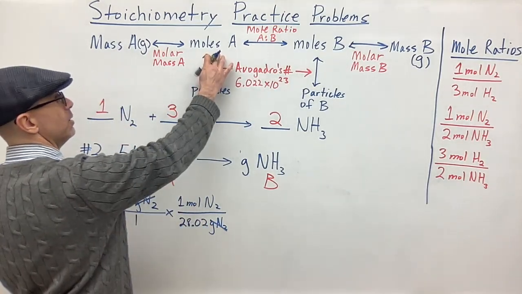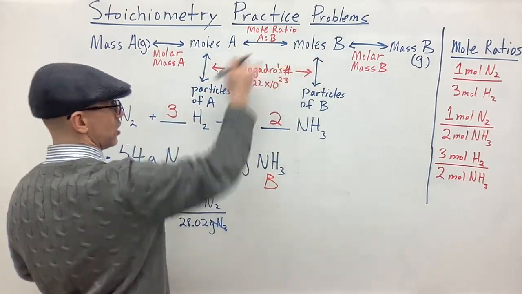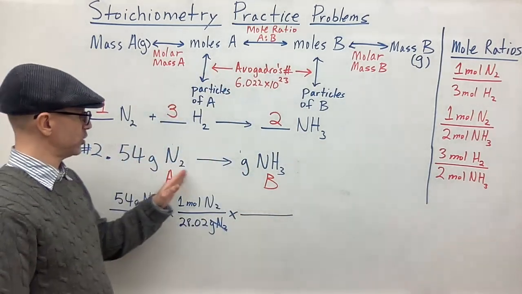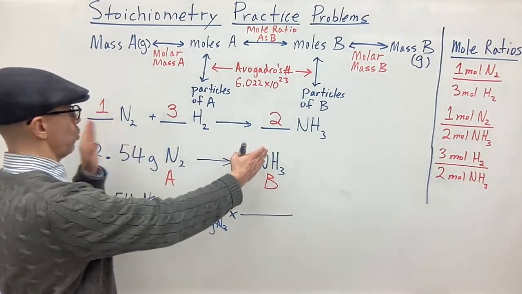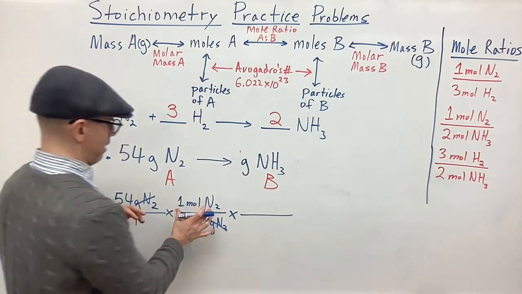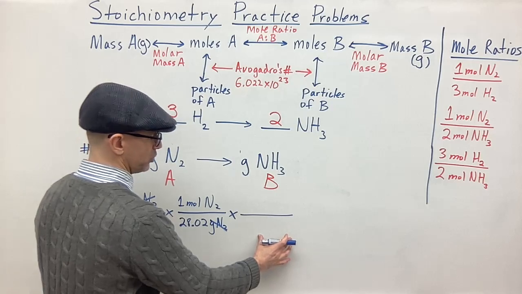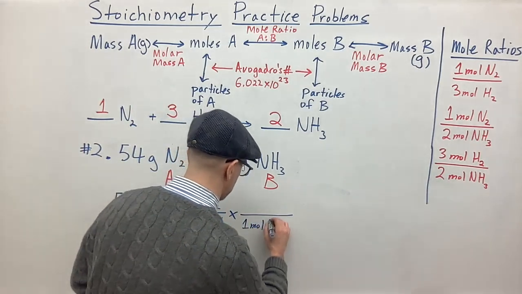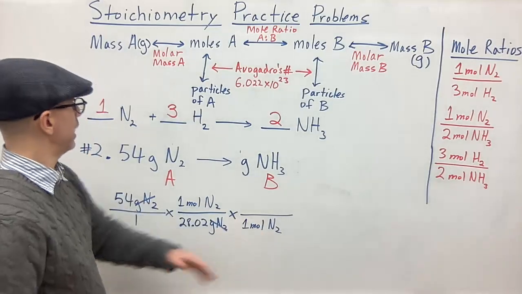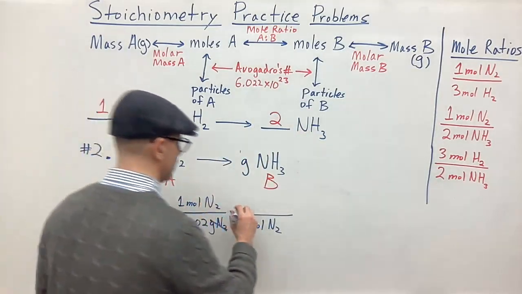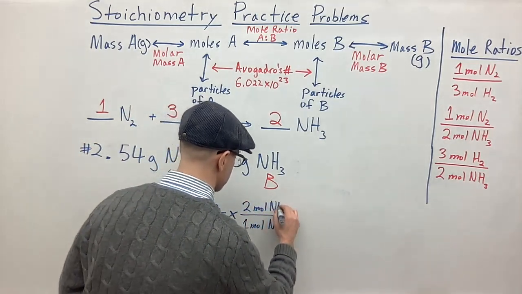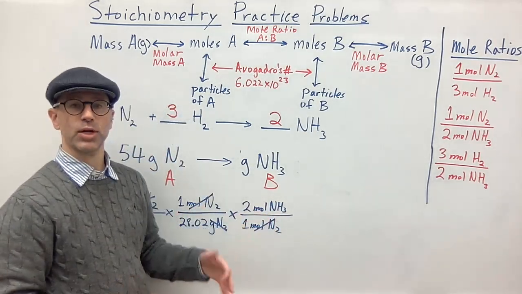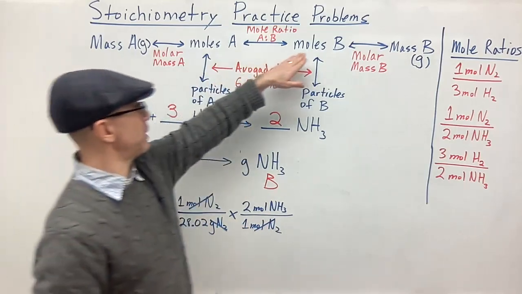So now I'm here, and I want to get to here, so I'm going to use the mole ratio between N2 and NH3. Here's N2 and NH3, so it's a 1:2 ratio. I have moles of N2 on the top, so I want moles of N2 on the bottom. So 1 mole of N2 on the bottom, and that means 2 moles of NH3 on top. So moles of N2 cancel out. Now I have moles of NH3, which is my B. So now I'm at moles of B.